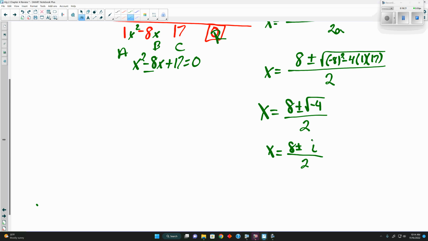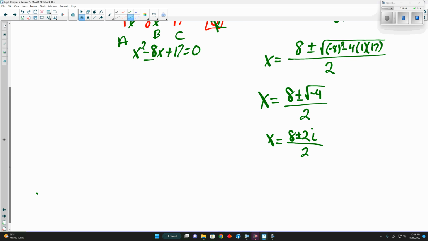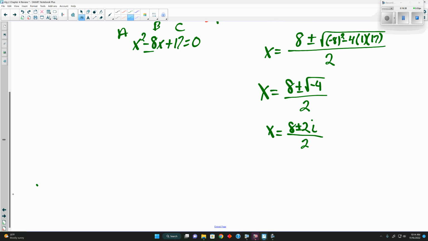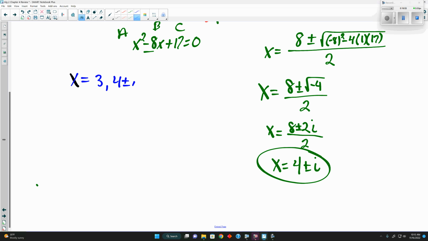Well, the negative is going to come out as i, which leaves us with the square root of 4. What's the square root of 4? Well, both of those numbers, are they divisible by 2? 8 divided by 2 is 4, and 2i divided by 2 is i. So x is equal to 3, comma, 4 plus or minus i.